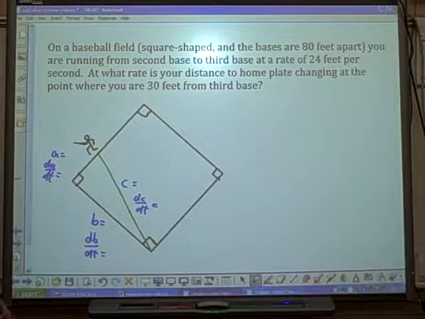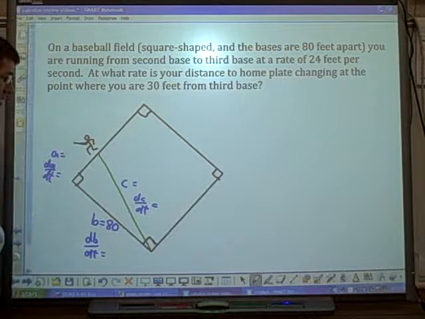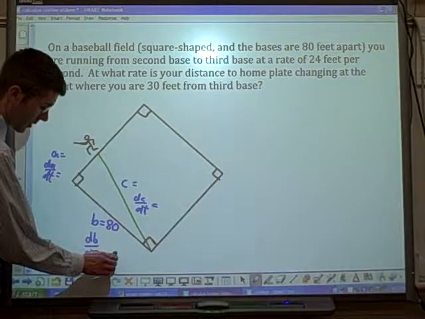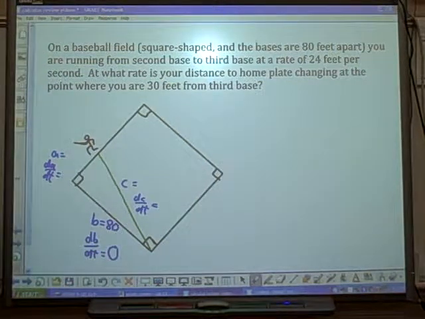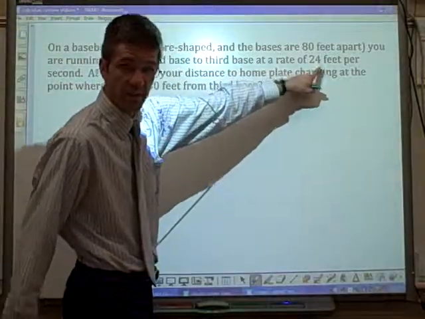Okay, let's start filling some stuff in. The bases are 80 feet apart. Based on that and the fact that we know a little bit about baseball, no one's moving the bases around, the rate of change between the bases is 0. For the sake of space, I'm going to leave my units out. You're running from second to third at a rate of 24 feet per second.